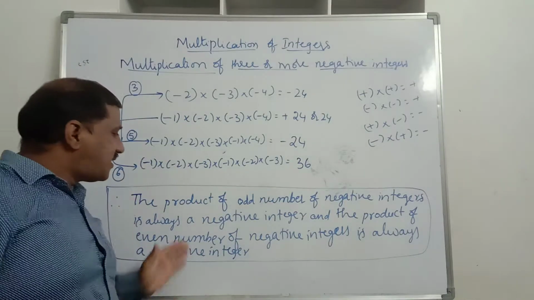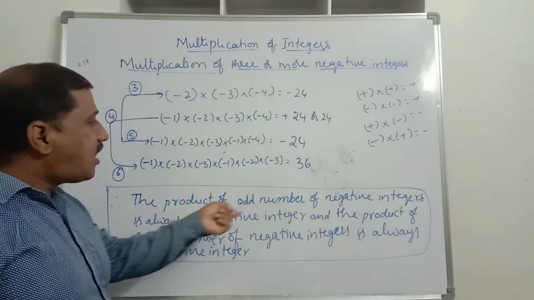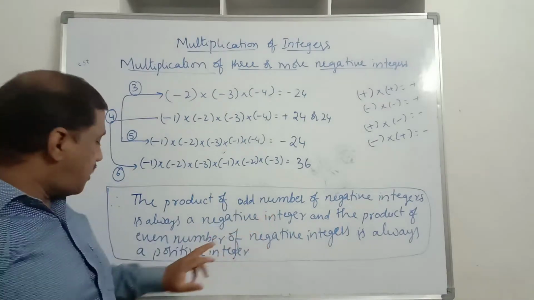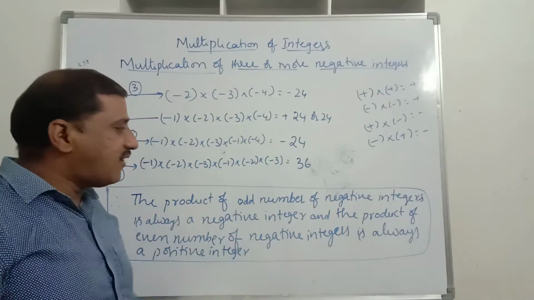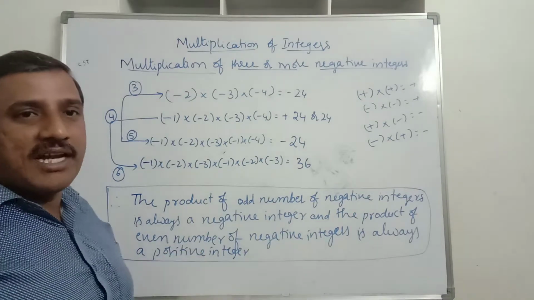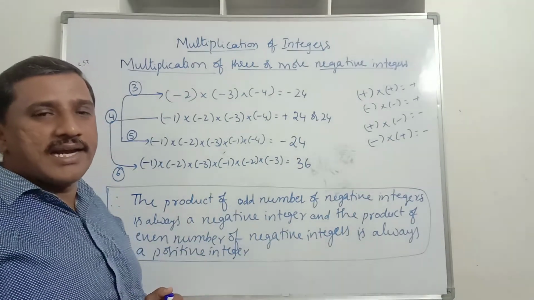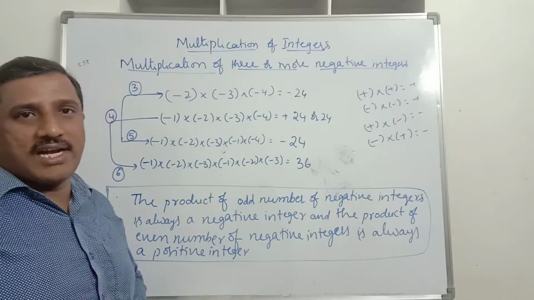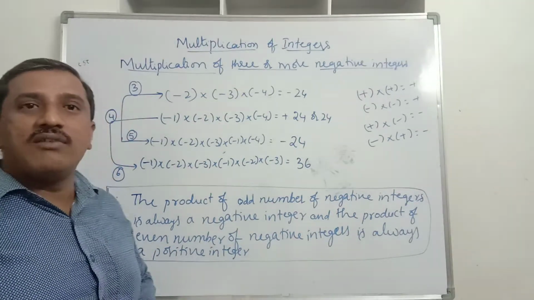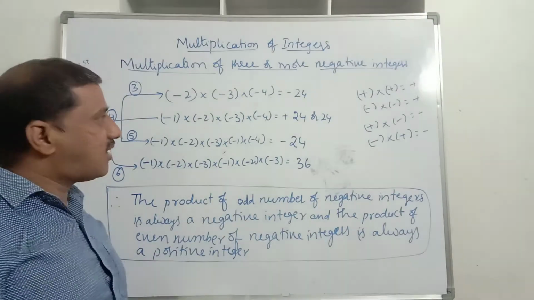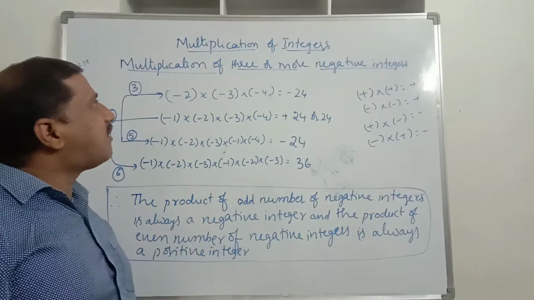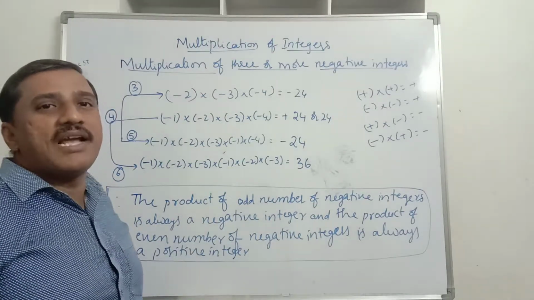What do we conclude from this? The product of an odd number of negative integers is always a negative integer, and the product of an even number of negative integers is always a positive integer. Did you understand this concept, children? Yes. Then we will go to the properties of integers under multiplication.